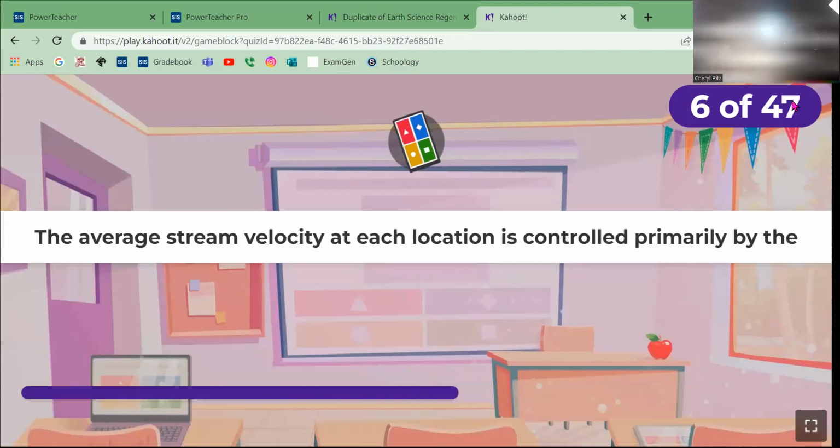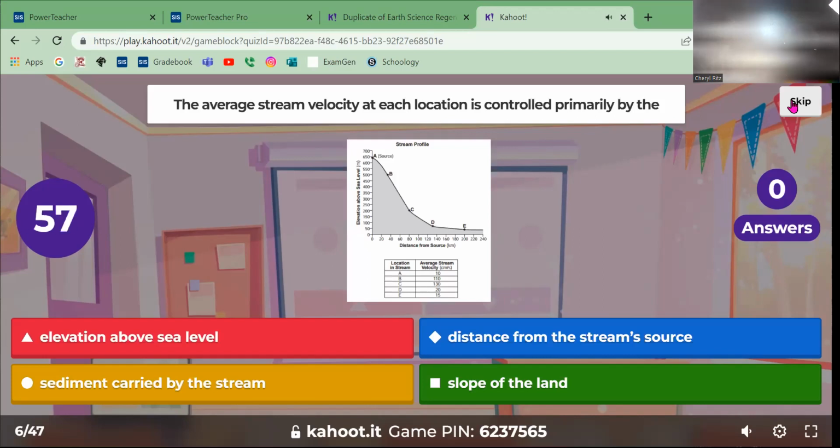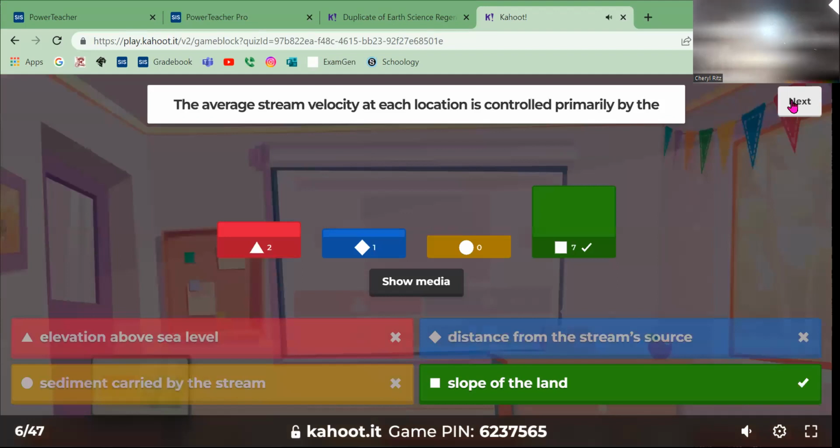Average stream velocity is controlled by? Guys, stream velocity is controlled by the slope.